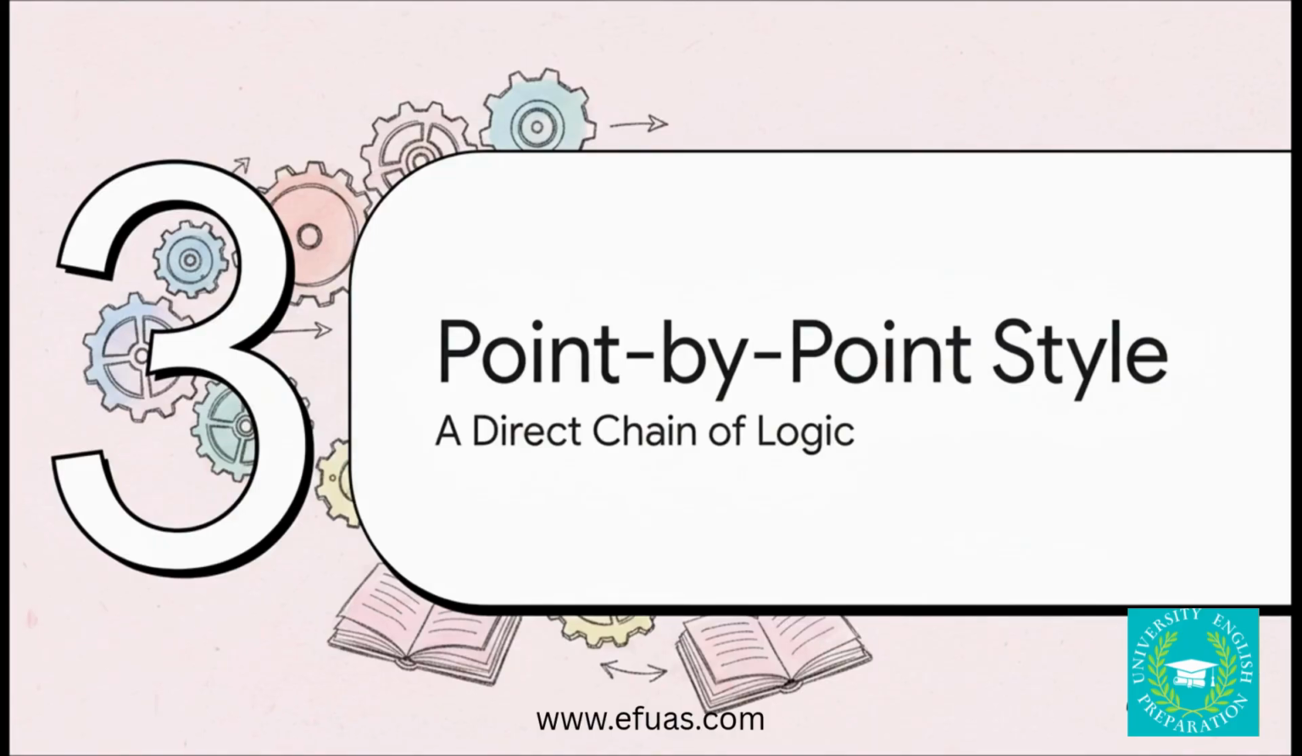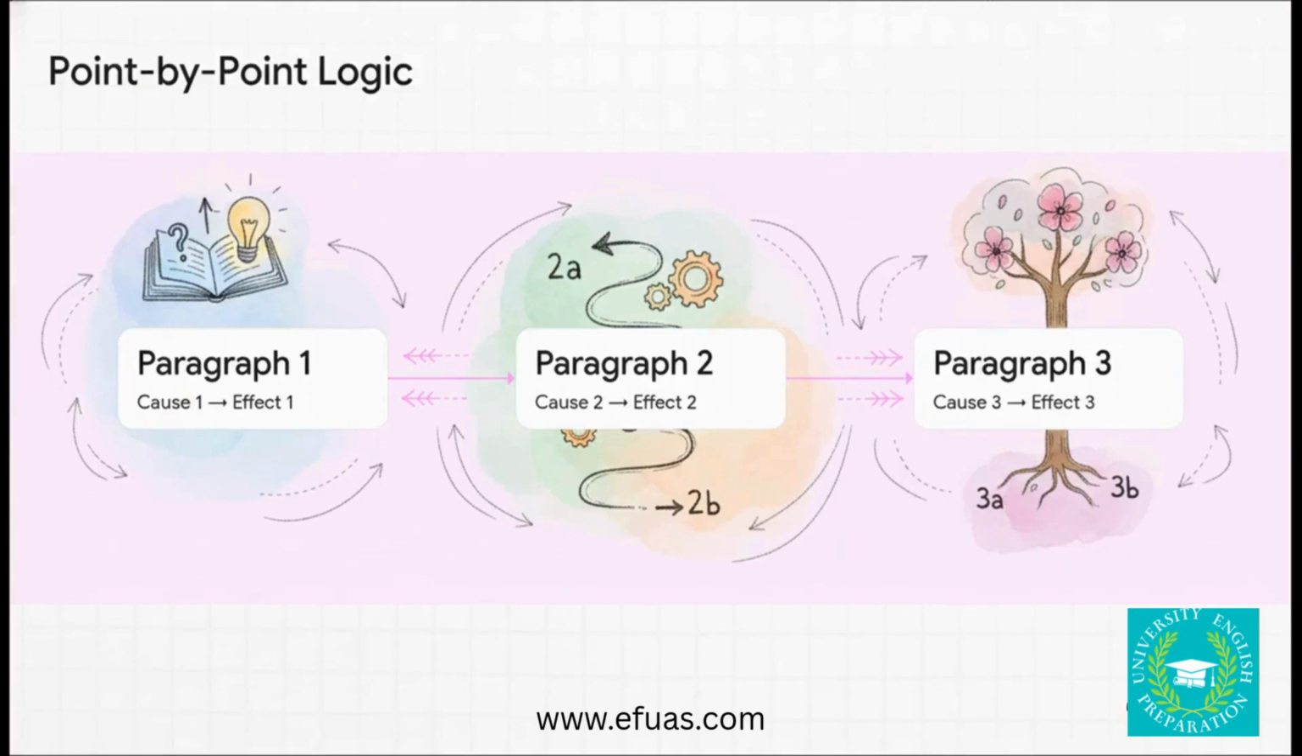All right, let's slide over to our second blueprint. This one builds a completely different kind of connection. It's called the point-by-point structure, and it's all about creating this tight, direct chain of logic that your reader can follow from one idea to the next. Now, this is a totally different way of thinking. Instead of separating your causes and effects into these two big chunks, you pair them up. In each paragraph, you talk about one cause and the effect it has, right away. Then you move on to a new paragraph with a new pair.